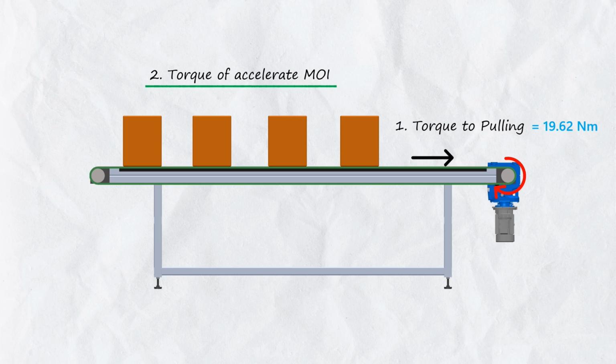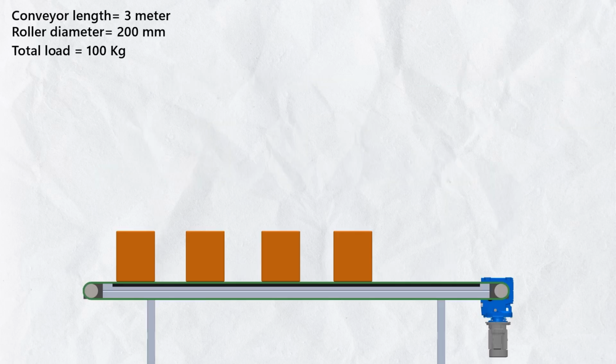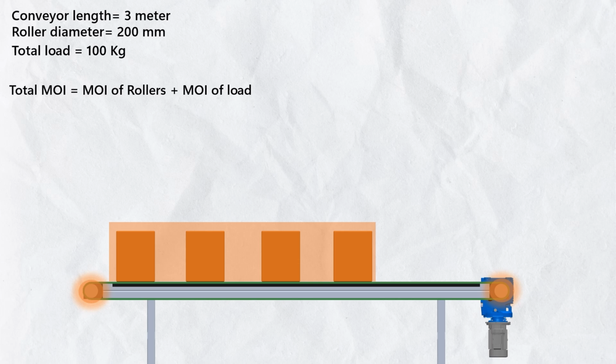We also need to calculate the required torque to accelerate the whole system from rest to motion. And this depends on the moment of inertia of the system: torque equals moment of inertia times angular acceleration. So let's first calculate the moment of inertia. The total moment of inertia includes the moment of inertia of the rollers and the moment of inertia of the load over the conveyor, including the conveyor belt. Yes, the load and the belt are also at rest, so we need torque to accelerate them too.